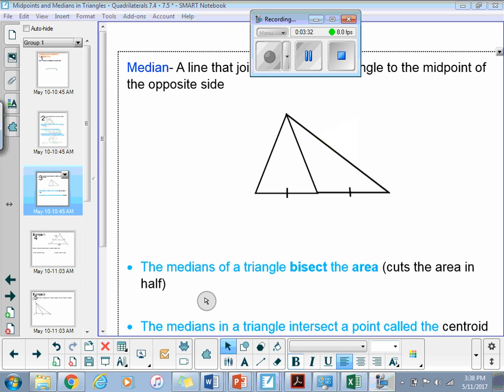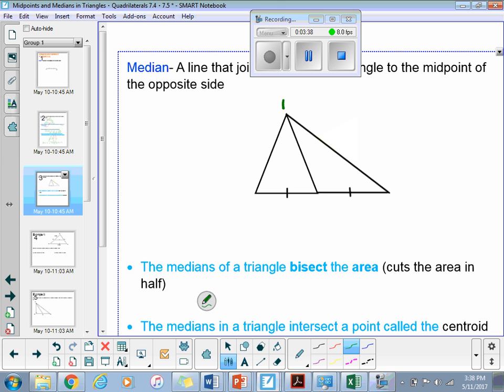All right, the next term I want you to focus on is the median. If we have points A, B, C in our original triangle, if you draw a line from the vertex to the midpoint of line BC so that you have equal sides here, the line here, line AX, is your median.